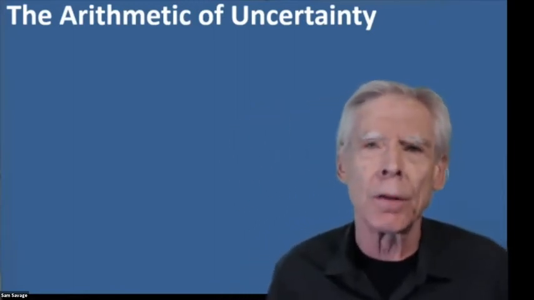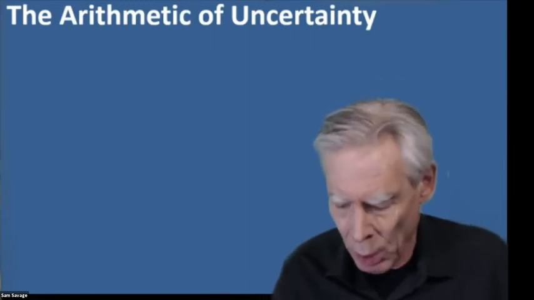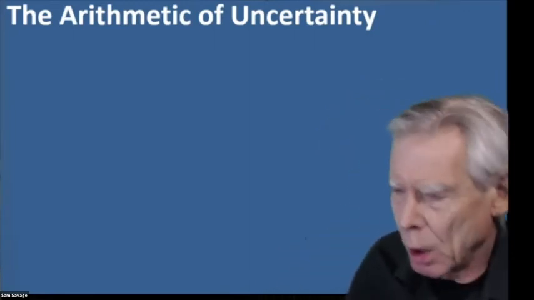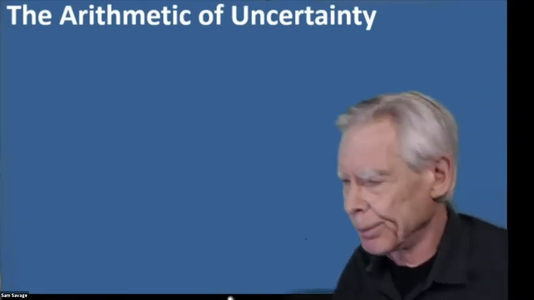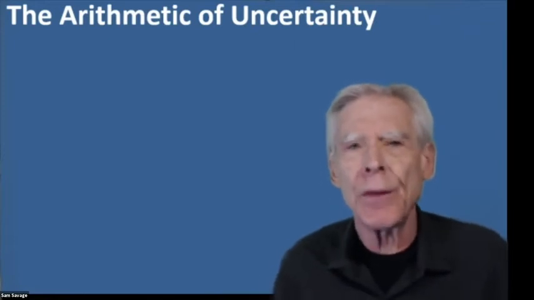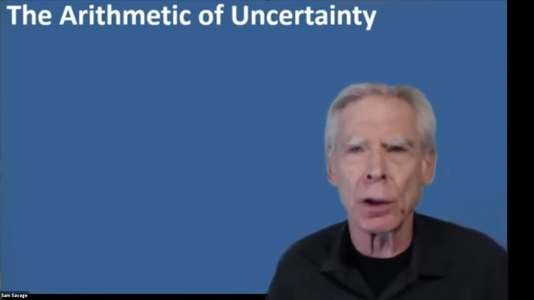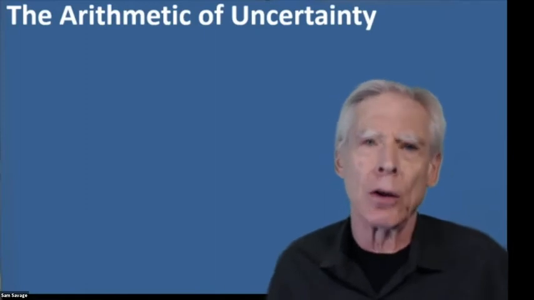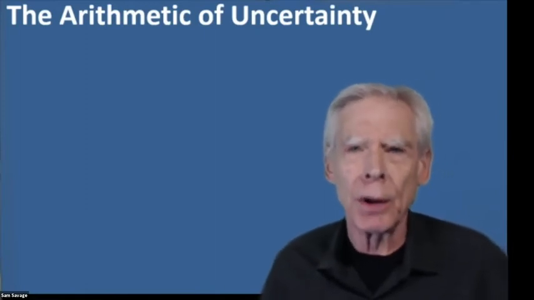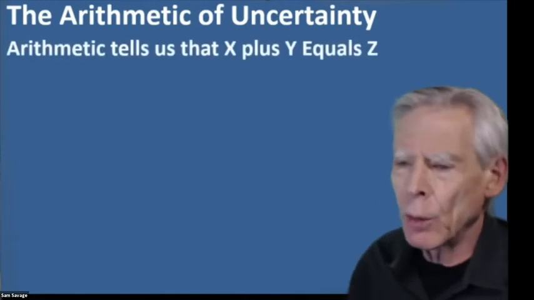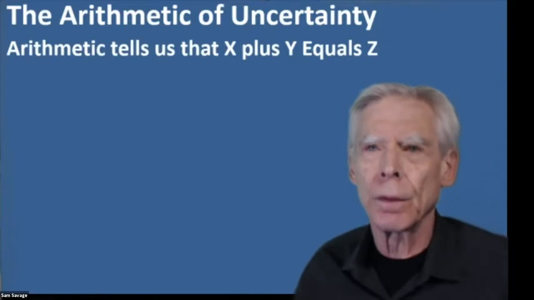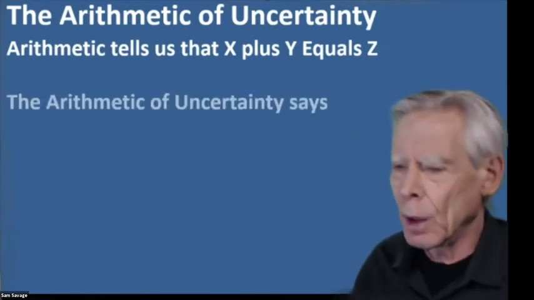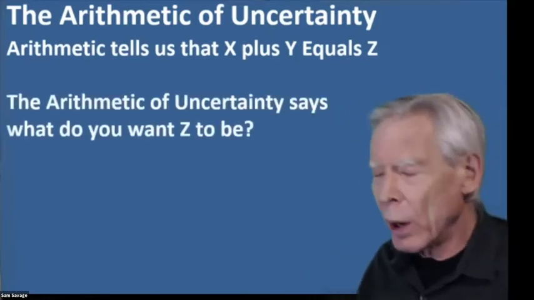So you have to understand the arithmetic of uncertainty. Now, let me just define it for you. And by the way, there are definitions of all these things in mathematical terms, which I do not use because they tend to trigger PTSD. So arithmetic tells us that X plus Y equals Z. Easy enough. You've all done it. The arithmetic of uncertainty says, what do you want Z to be?